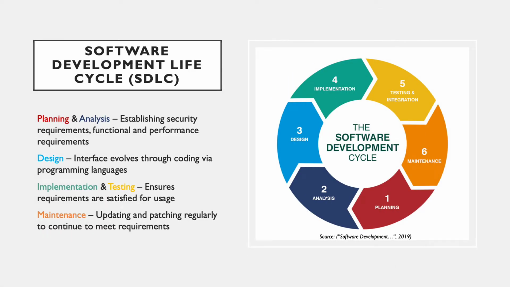Software development lifecycle. The software development lifecycle defines the steps needed to develop and maintain software through its usefulness. There are 6 steps in this process: planning, analysis, design, implementation, testing and integration, and maintenance. During the planning and analysis phases is when the security, functionality, and performance requirements are established. The design phase includes creating the interface through coding via programming languages.